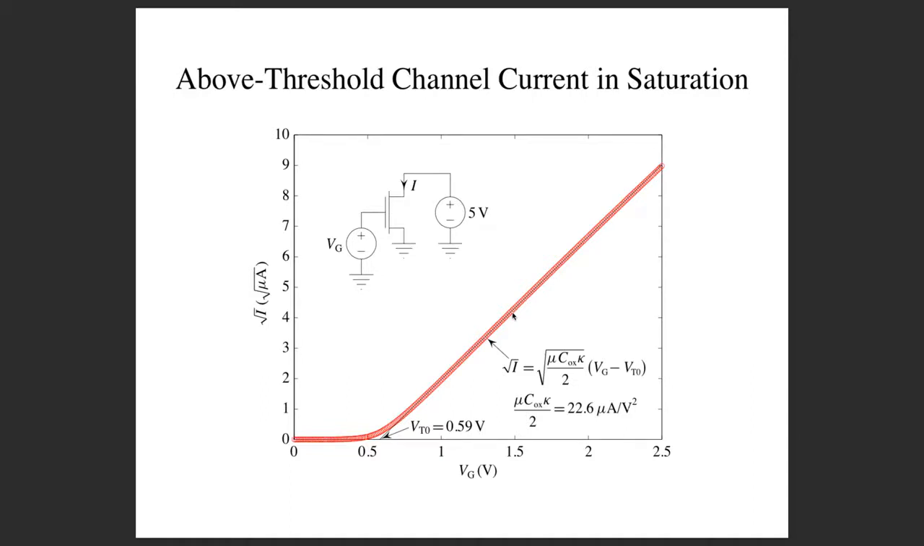So our model of that square relationship is pretty good. You can start to see up at this gate voltage of about 2.5 volts that the centers of the circles are starting to get a little bit lower than this line, whereas down here the line goes right through the centers of the circles.